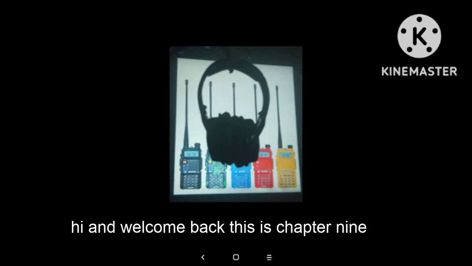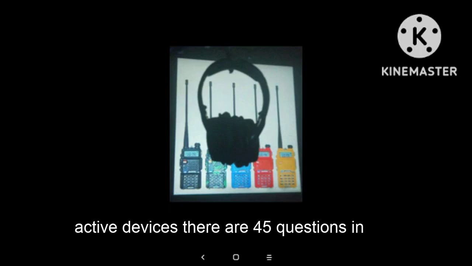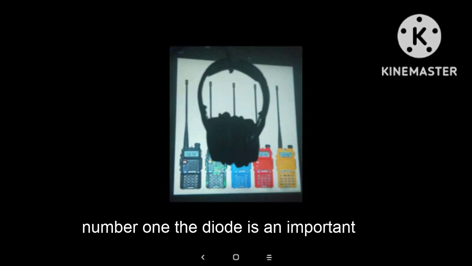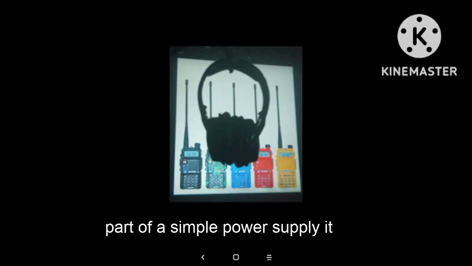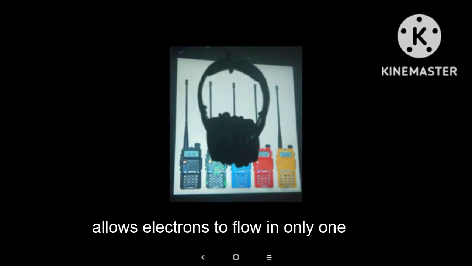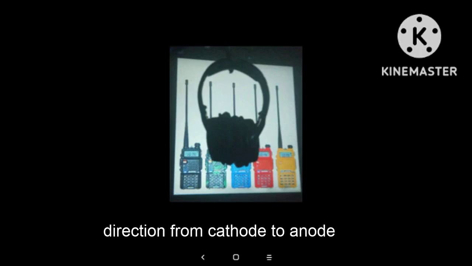Hi, and welcome back. This is Chapter 9, Active Devices. There are 45 questions in this chapter. Number 1. The diode is an important part of a simple power supply. It converts AC to DC since it allows electrons to flow in only one direction, from cathode to anode.